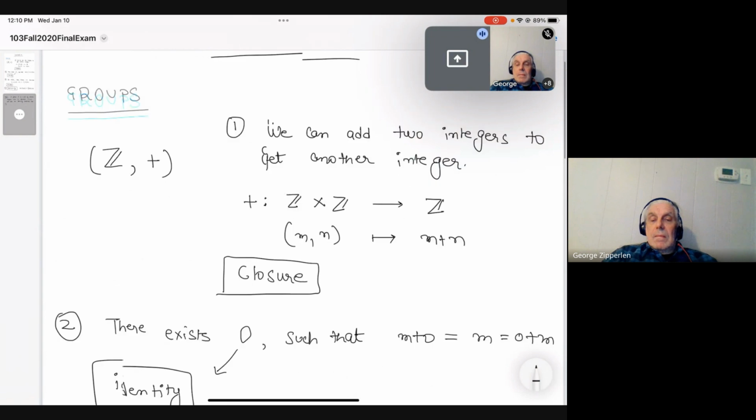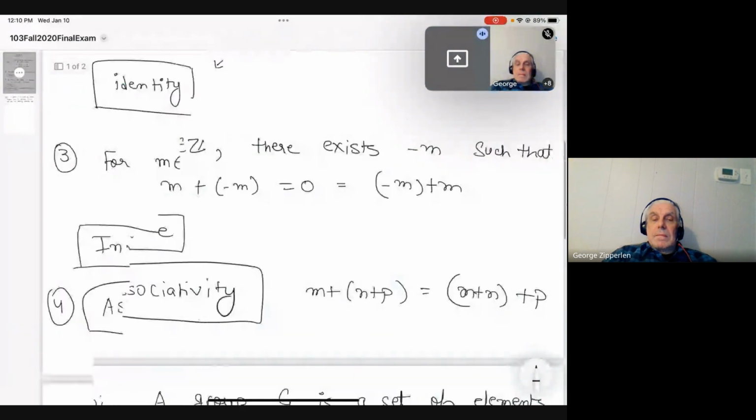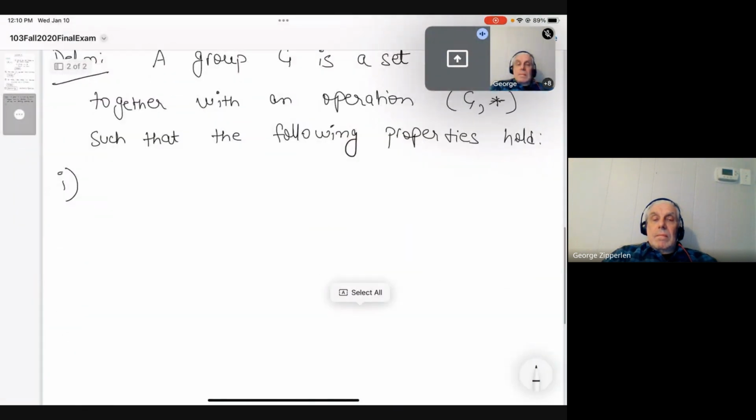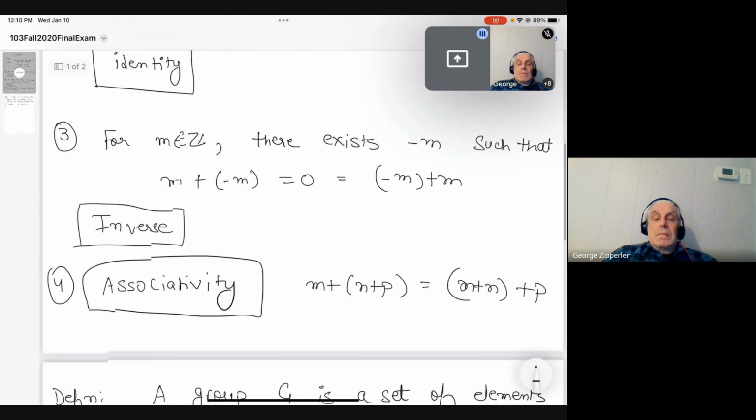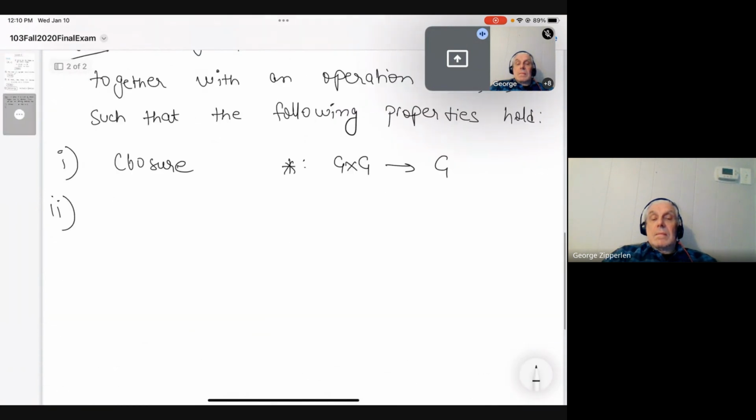So first, which are the properties? These three properties, right? So closure, which means that this map is actually well defined within G. So you take two elements of G, you compose them using this star, and you get another element of G. And then again, just go back. So identity exists, inverse, and then associativity.